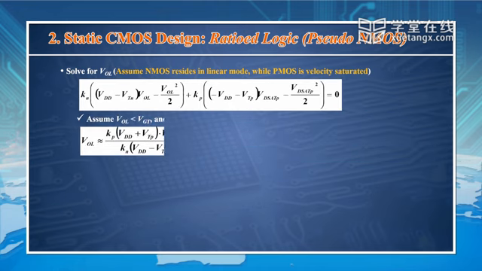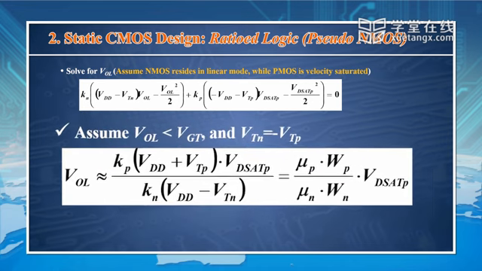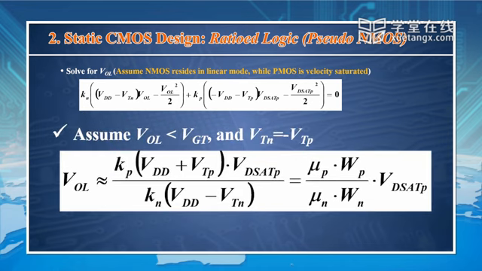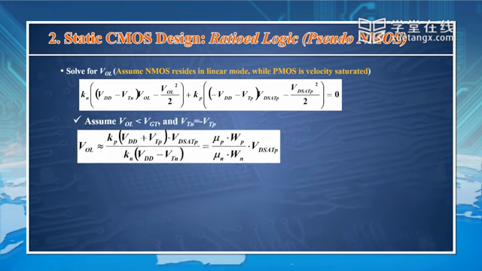So assume that VOL is smaller than VGT. VGT here is shorthand for VGS minus VT. And we assume that VTN equals VTP in absolute value. Then we can derive VOL equals this one: mu P times WP over mu N times WN times VT set P. Okay?